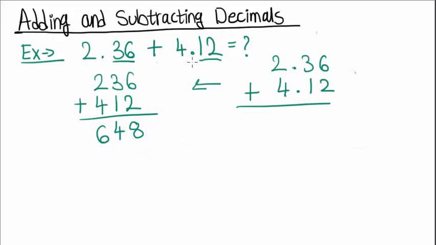Since both of these terms, 2.36 and 4.12, had two numbers after the decimal point, let's just say that I picked the term 4.12. So then I know that my final answer will also have two numbers after the decimal point. So all I really need to do now is start from my right hand side, count two numbers, and then put a decimal point between the second and the third number like this over here. So my final answer to 2.36 plus 4.12 is 6.48.